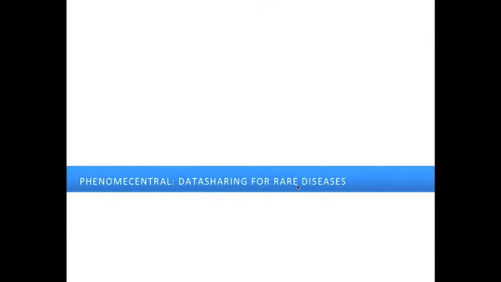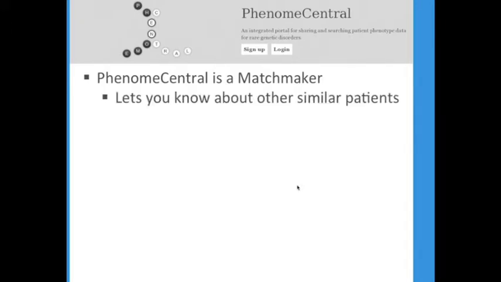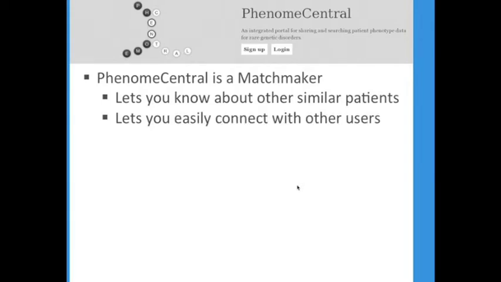The goal was to enable data sharing from standardized data that you may be able to capture with a system like Phenotips, and connect clinicians and scientists who have access to this to the patient data, so that they can all see data which is coming from different directions. So this is the Phenome Central. It's basically a matchmaker. It lets you know about other similar patients to the patients that you have entered yourself, and connect with users who have entered those patients.